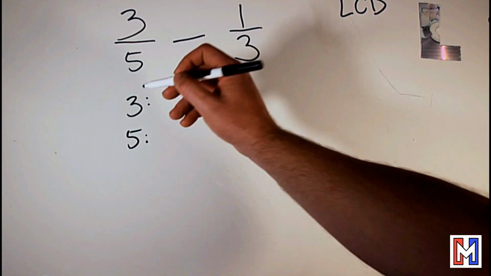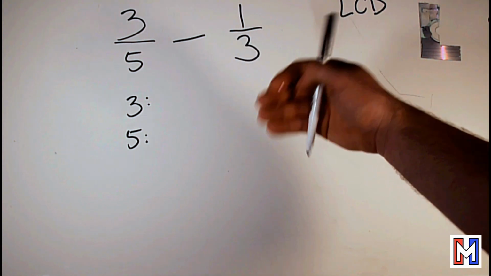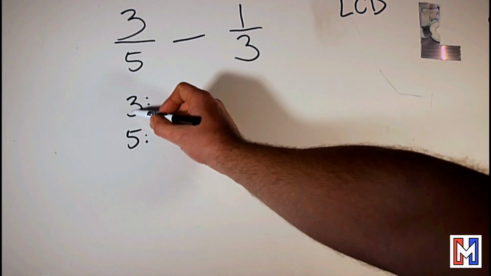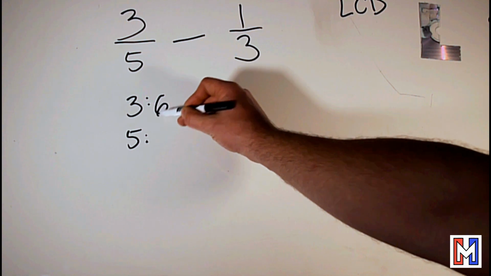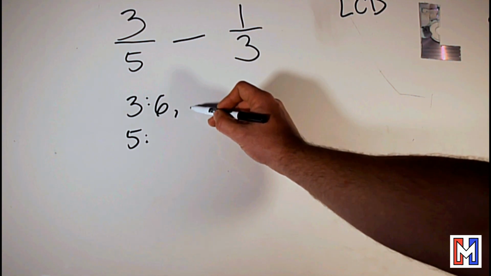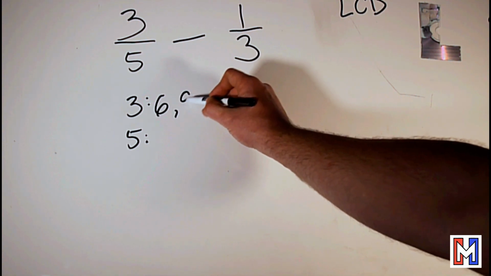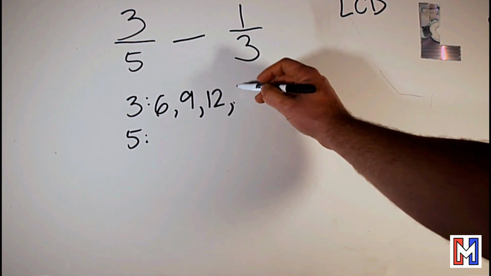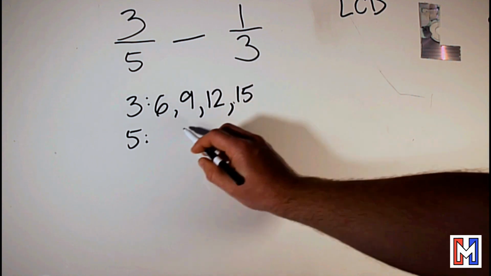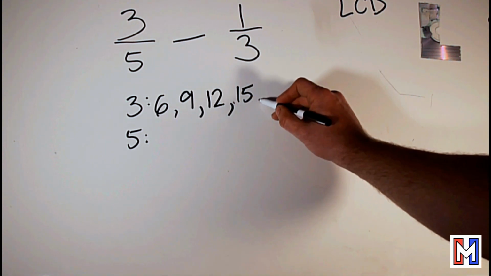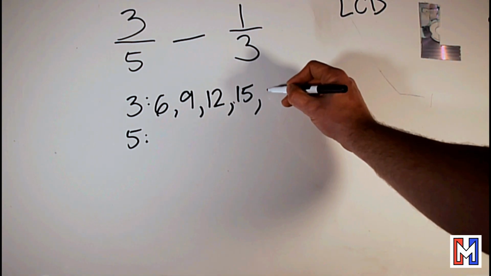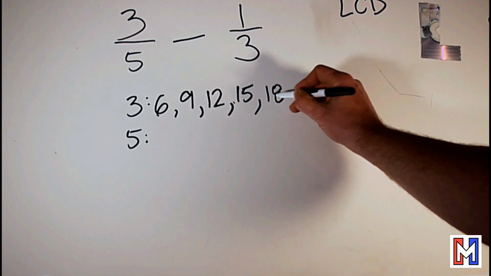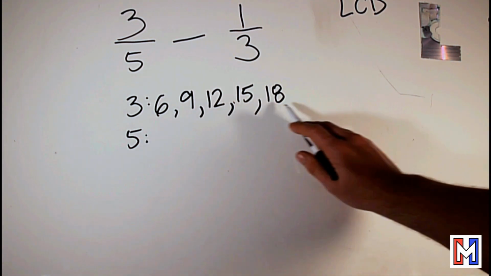So let's just come up with multiple 3's. Multiple is more than one. So 1 3 is 3. 2 3's, or 2 times 3 is 6. 3 3's, or 3 times 3 is 9. 3 times 4 is 12. 3 times 5 is 15. And so we got our first 4. Let's do one more just in case. 3 times 6 is 18. All right, so now we have our multiples of 3.